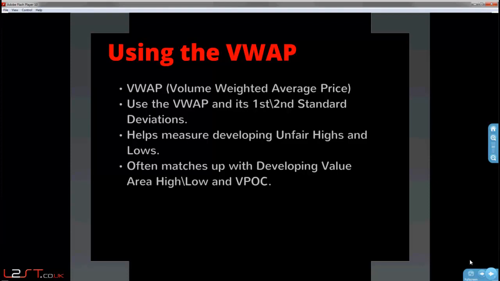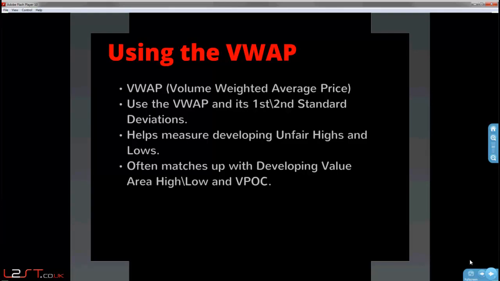I use it more for shorter time frame analysis. I use the volume profile and market profile stuff for longer time frame analysis. The VWAP is a good proxy for me to establish where the price is in reference to the developing areas which market participants may see as unfair and fair.